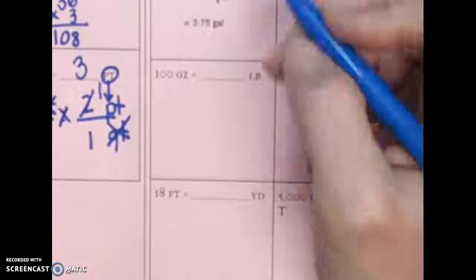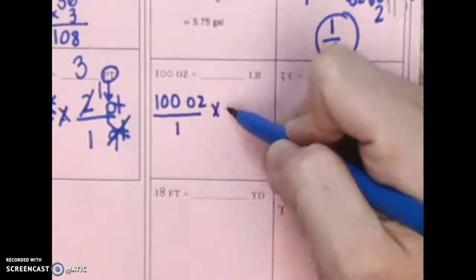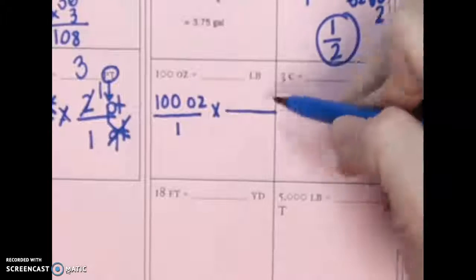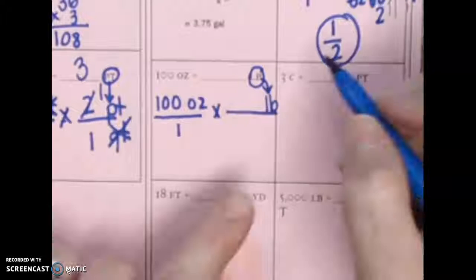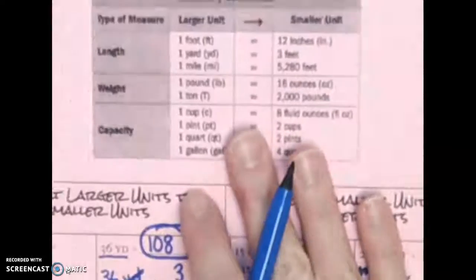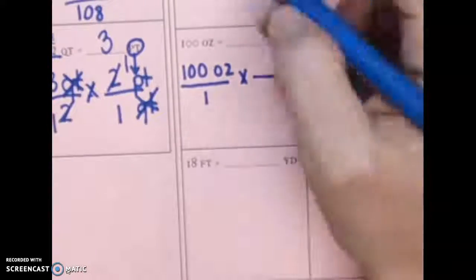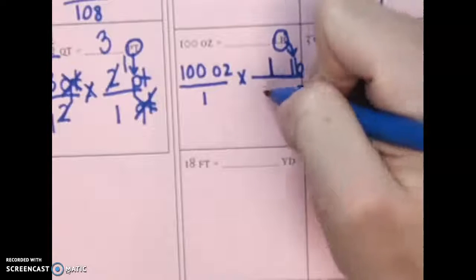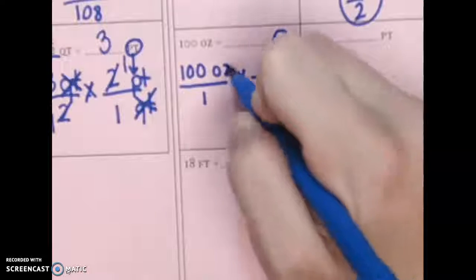We have 100 ounces. It doesn't say fluid ounce, it just says normal ounce. Over 1 times, what label's going to go on top? LB, because it's right here, so it's going to go right down. So we have ounces down here. How many ounces are in 1 pound, guys? 16. If you look right up here, 1 pound equals 16 ounces. So next to pound, I need to put 1 because 1 pound is 16 ounces. I can cross my ounces off.